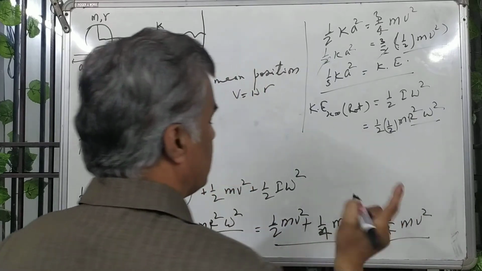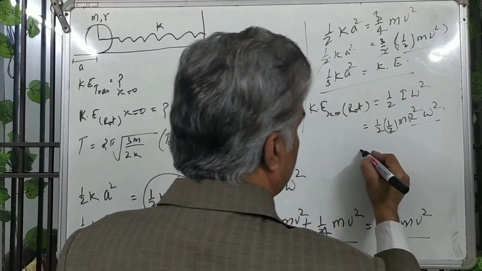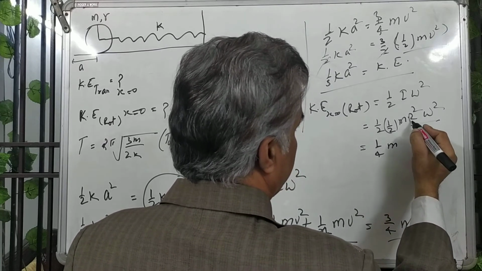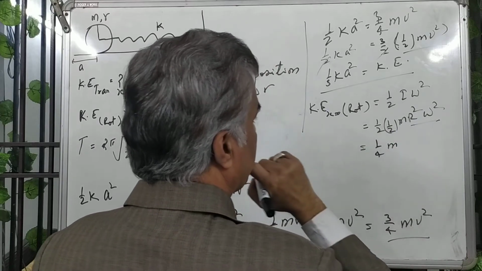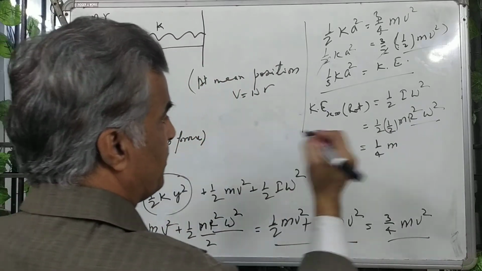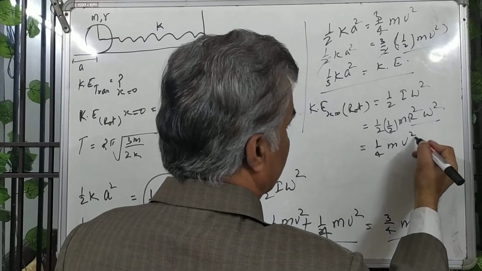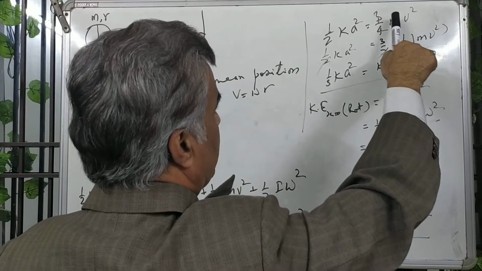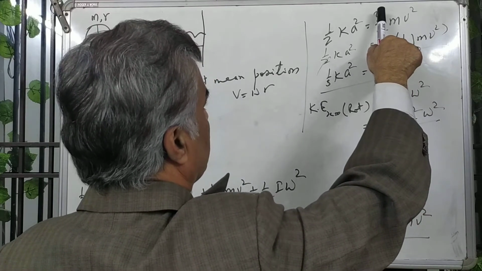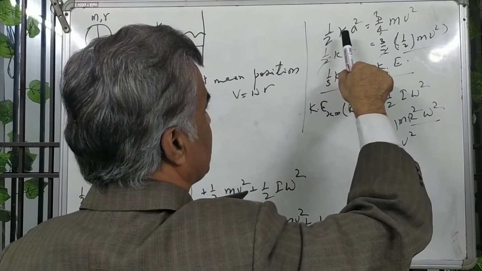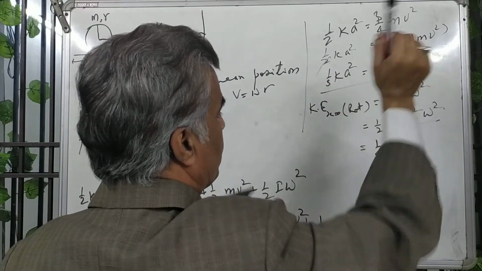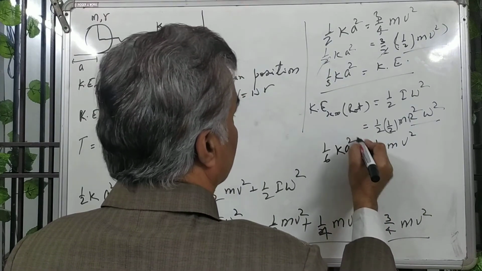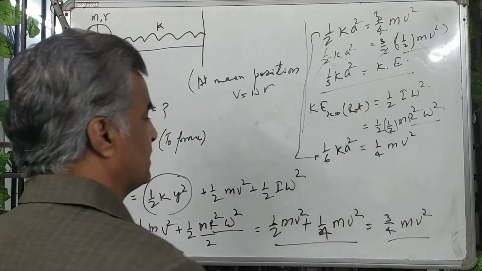omega square. At the mean position v equals omega r, so you may write 1 upon 4 m v square. And from this condition, 1 upon 4 mv square equals, transferring 3 to this side, 1 upon 6 kA square equals 1 upon 4 mv square. So this 1 upon 6 kA square is from this relation you have got.